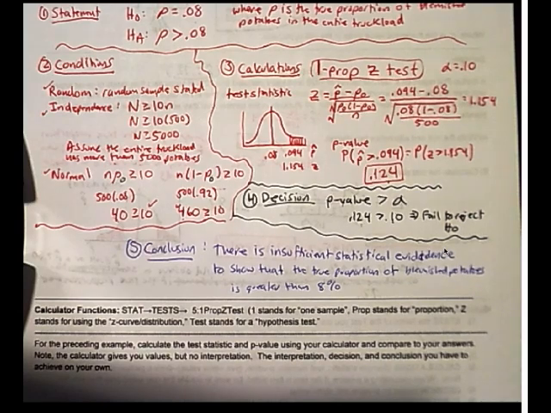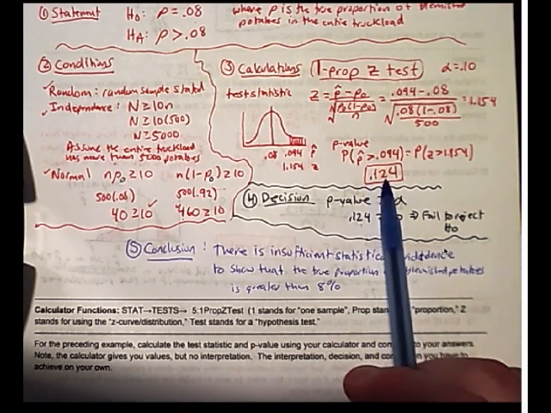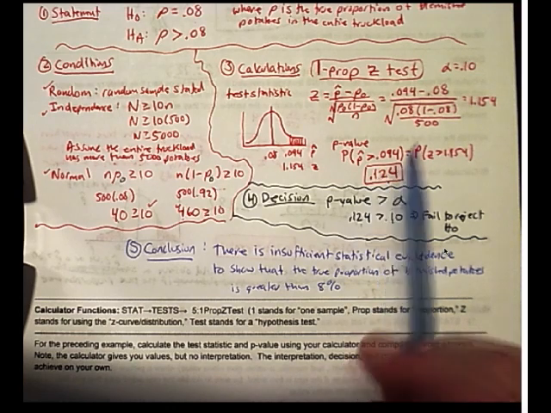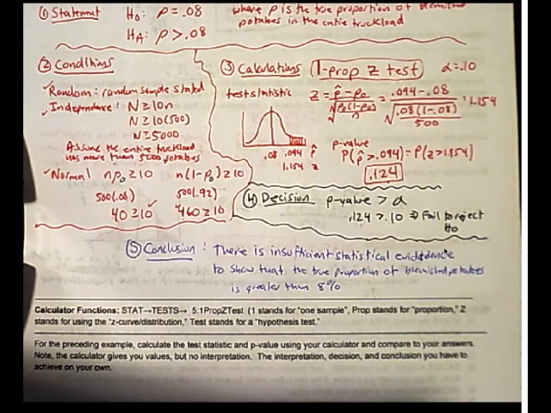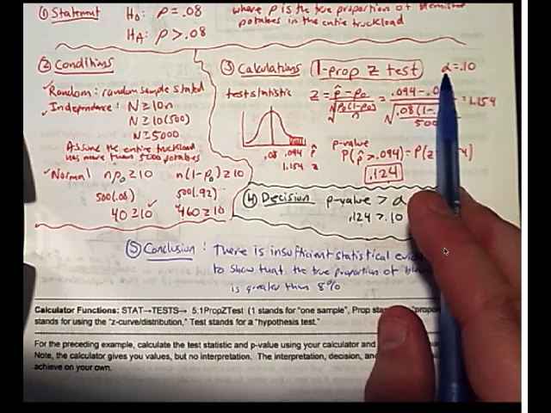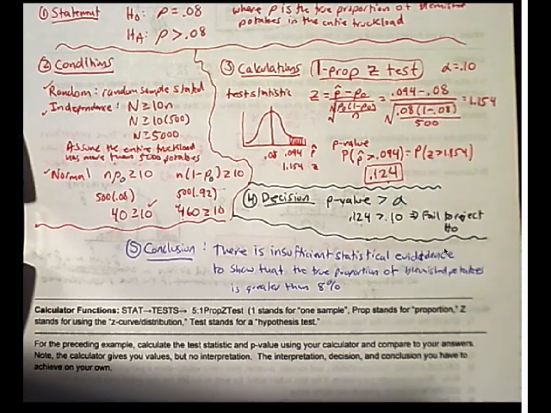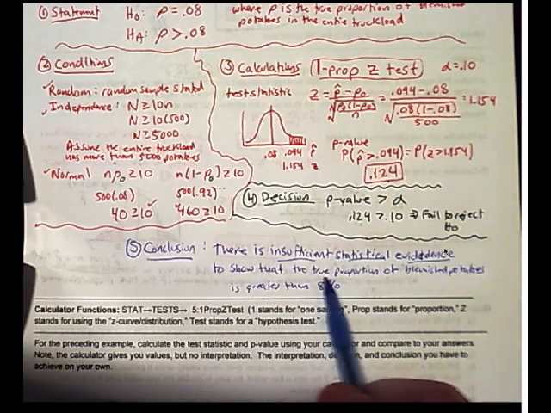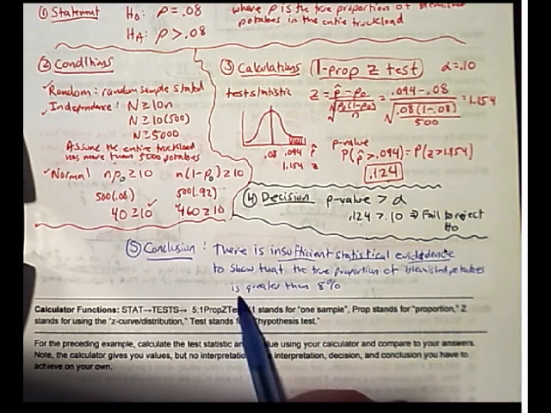That's not low enough to believe that it couldn't just happen by chance. It needs to be much, much lower. It would have to be below 0.10 for me to believe it, based on this significance level. That's a high significance level too, so the threshold's not that high to beat. So there's insufficient statistical evidence to show that the true proportion of blemished potatoes is greater than 8%. So we don't believe this.